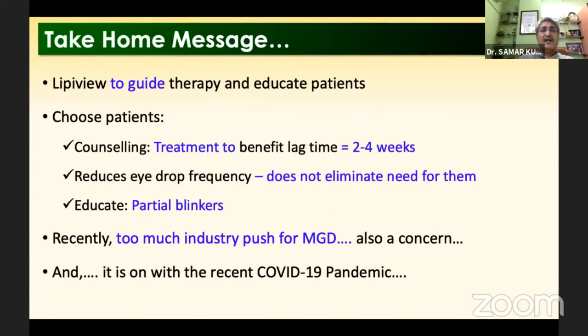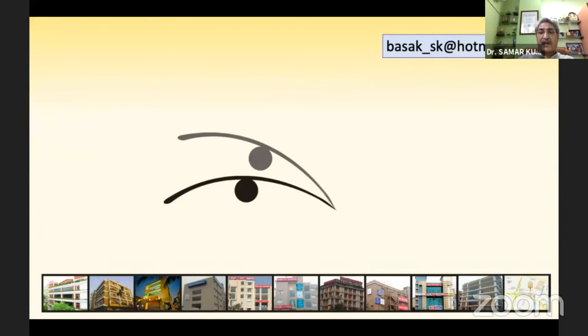So the take-home message is: use LipiView to guide therapy and educate patients. Choose patients and counsel them. You have to tell the patient about the treatment benefit: there is a lag time of 2-3 weeks, and the patient will feel better after 2-3 weeks. It reduces drop frequency but does not eliminate the need for them. And educate the patient about conscious blinking. Recently there has been too much industry push for MGD, which is also a concern, and also the recent concern of COVID-19, so you have to be very careful about handling this kind of patient. Thank you very much for your patience.